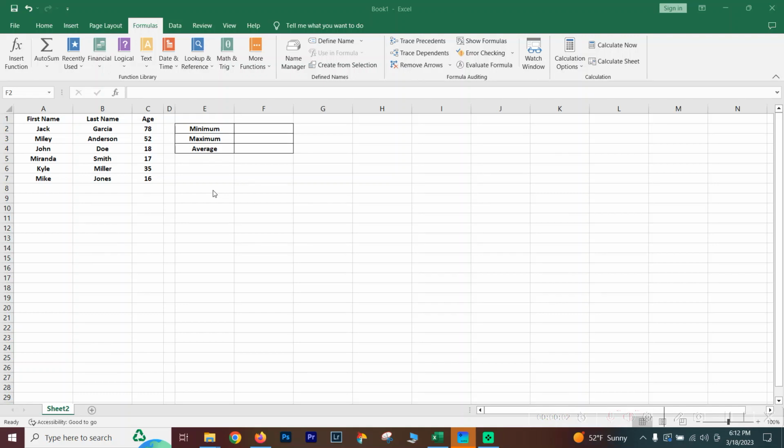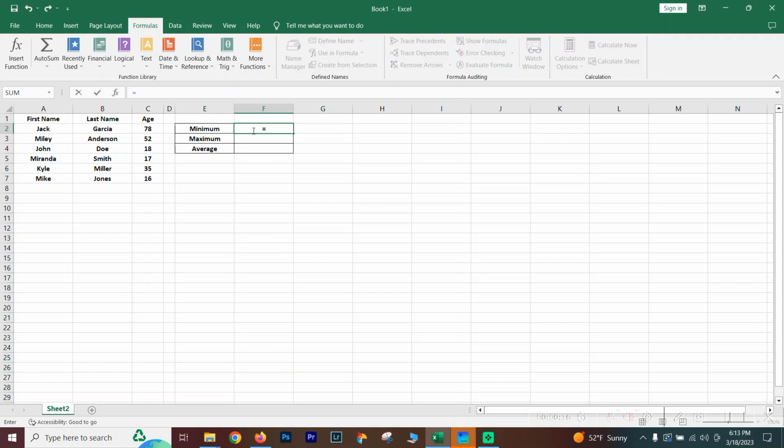Lesson 7, minimum, maximum, average. So I have a group of friends or family members or whoever these people are, and I want to know who is the youngest, who is the oldest, and what's the average. Let's go with the minimum first.